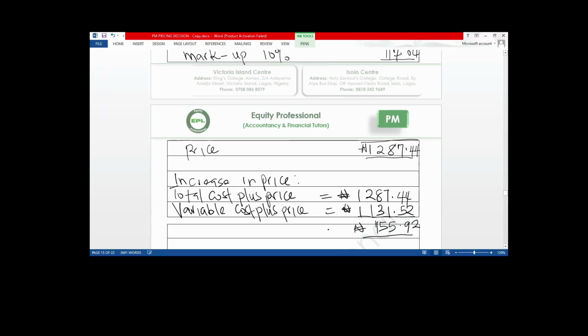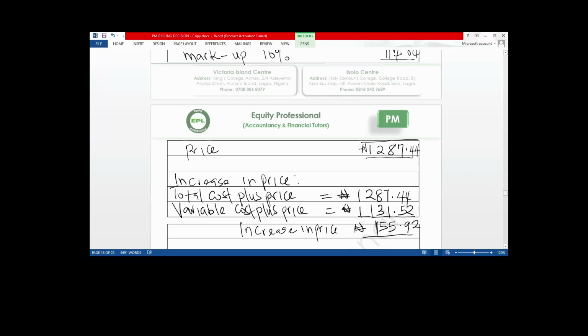155.92. That is the increase in price. If the company should change to total cost plus pricing policy, then the selling price will increase by 155 naira 92 kobo. Increase in price. All right, we are done with the B part of the question.